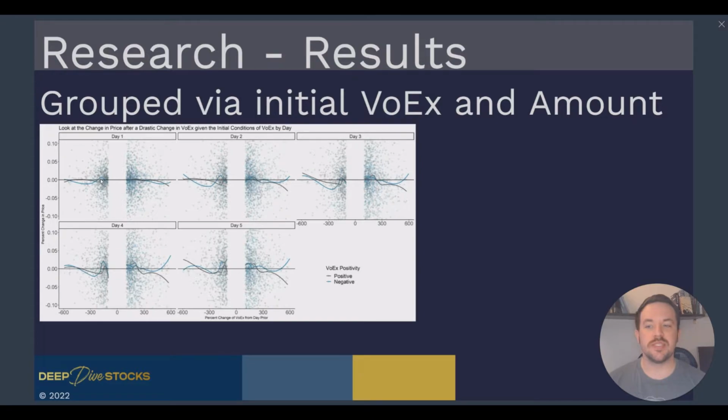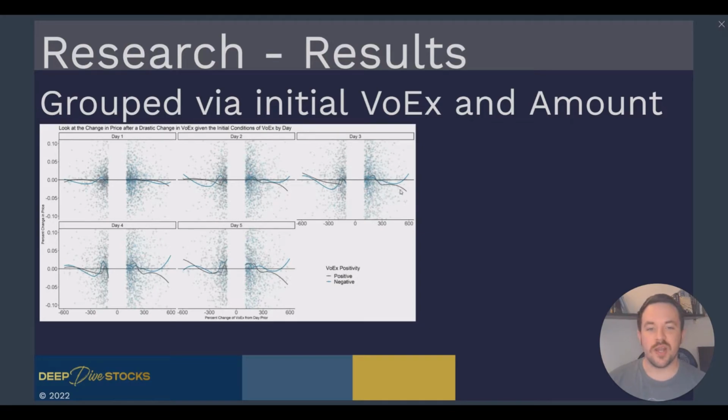And what's interesting is we can see how the price change evolves throughout the day or throughout the week. So it even gives a glance that there may be a recovery period in VoEx spikes. And they're overall just really cool to see.